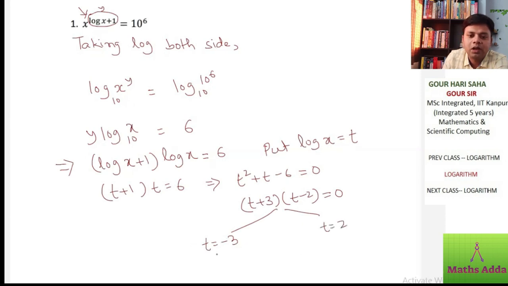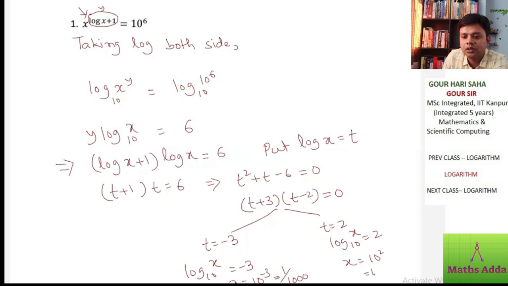Now t equal to minus 3, t is what? Log of x base 10. So log of x base 10 is equal to minus 3. X is equal to 10 to the power minus 3, that is 1 by 1000. Second, t equal to 2, that is log of x base 10 is equal to 2. X is equal to 10 to the power 2, that is 100. So you got two answers.